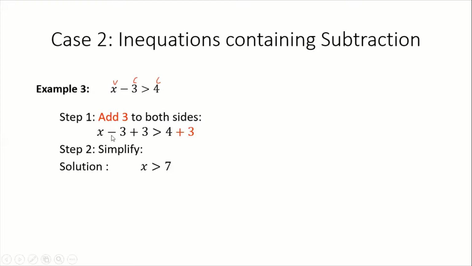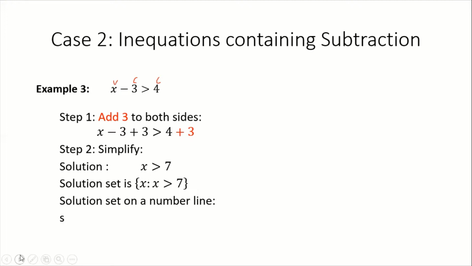How do you know? Of course, minus 3 plus 3 is 0, and 0 plus x gives me x. And 4 plus 3 gives me 7. That's my solution. What are you going to do next? You're going to represent your solution as a solution set, using set builder notation. Again, if you didn't get it the first time when I read it, or the second time, let me read it a third time. This is simply saying the set of all x's such that x is greater than 7. And what are we going to do next? We're going to represent our solution set on a number line.